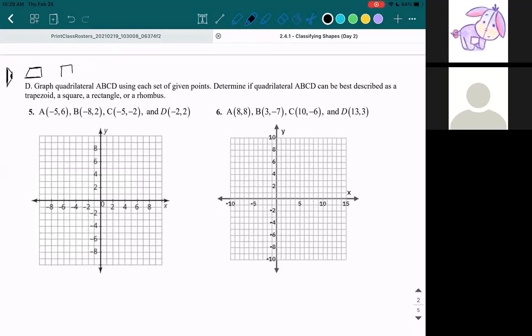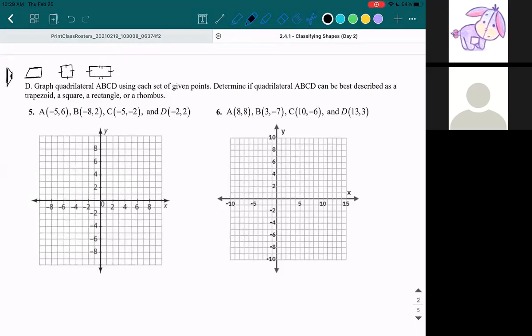A square, I believe you guys know what a square is. It has all four equal sides and all four right angles. A rectangle is a longer square, so two pairs of equal sides. So those are equal, and it's all right angles.